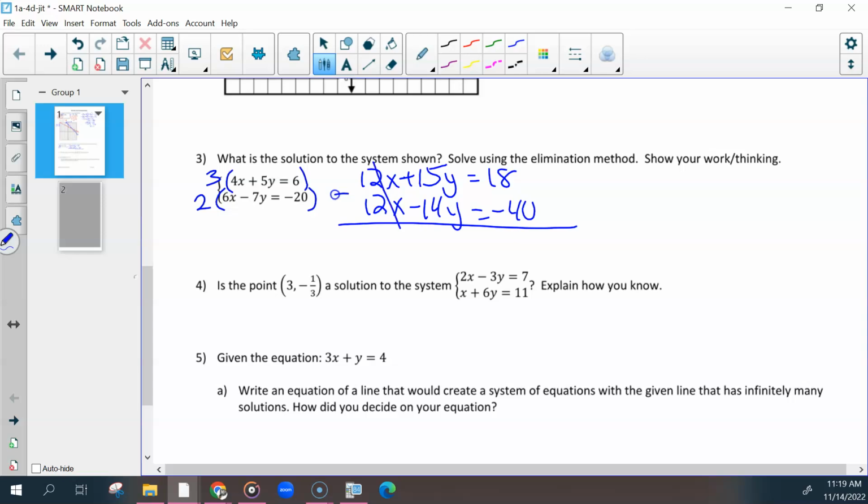So our x's would cancel. 15 minus a negative 14, that would really be adding. We would have 29y. 18 minus a negative, again, that would really be adding. And then we could divide both sides by 29. So that y equals 2.